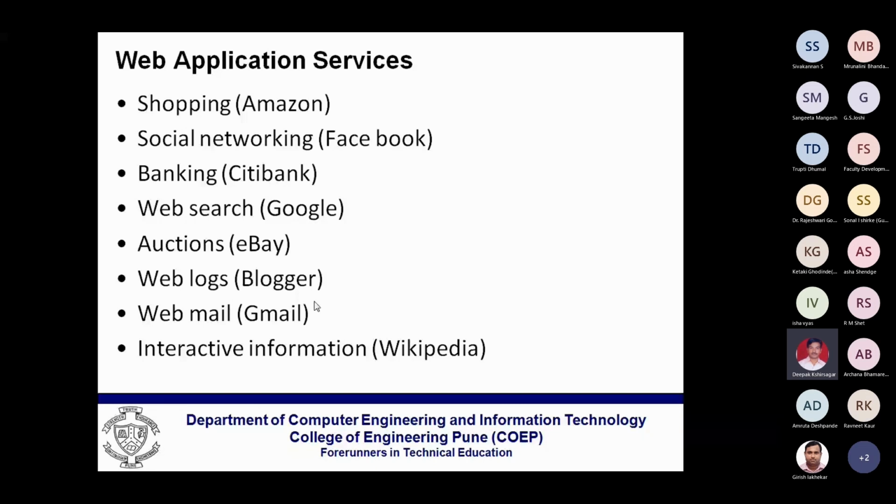Or various eBay applications that can be specially useful for auctions. Some people are writing their blogs, so again that is a web application. We are communicating through Gmail, or sharing interactive information through Wikipedia. So all these are web applications. Like in smart grid computing, the consumers will be handled with the help of web applications: the energy consumption is shown, billing is done, and the consumer can pay the bill.